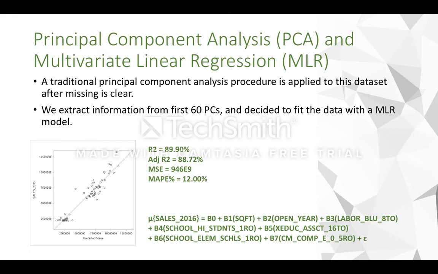After that, we extract information from the principal components and decide to fit data with multiple linear regression with both variables and components. As you can see from the picture, we get a model with 7 key variables which are all significant. The adjusted R-square of the model is 88.7%, and the mean absolute predictive error is 12%, which is sound and reasonable.